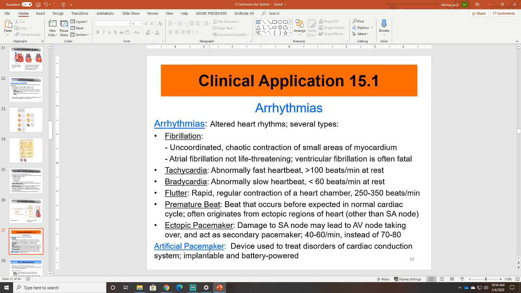All right, so the artificial pacemaker we are probably familiar with. Generally, people just call them pacemakers. It's a device used to treat disorders of the cardiac conduction system. In other words, it's a device used to treat arrhythmias. It can be implanted in the body. The old ones were external, outside the chest, with a little wire that went down into the heart. They are battery powered and they will keep the parts of the heart conducting in rhythm.